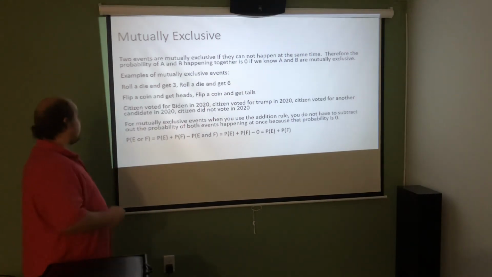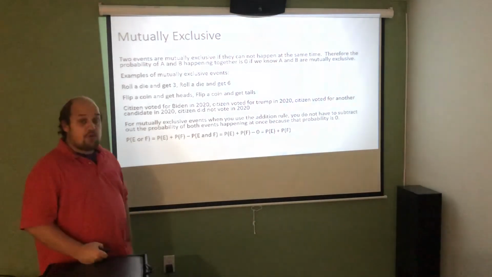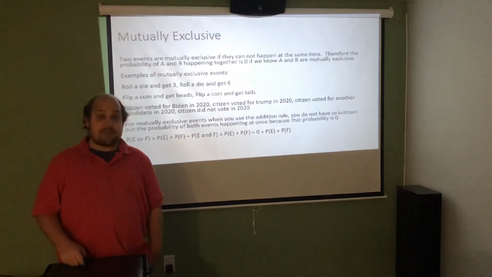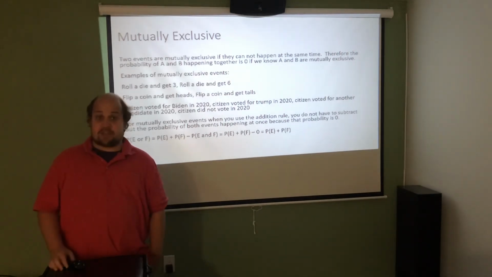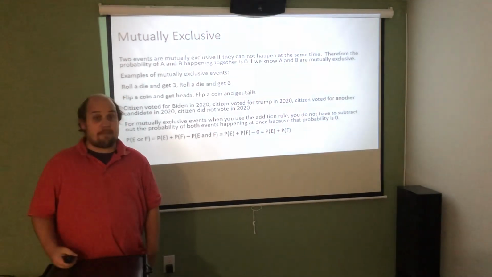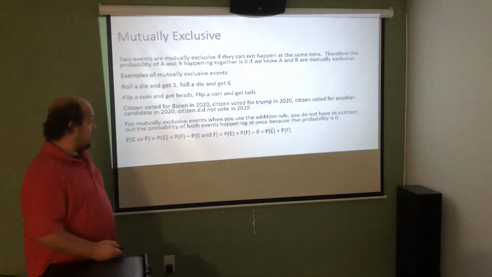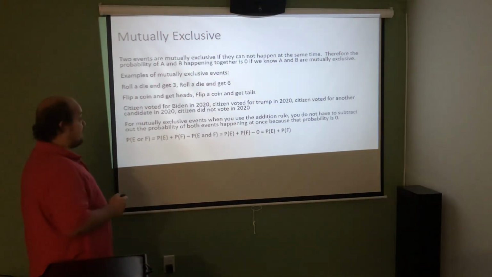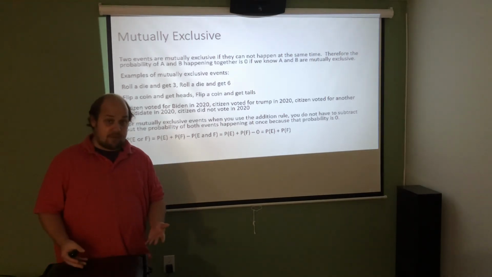For instance, if I roll a die and get a 3 versus if I roll a die and get a 6. Those are mutually exclusive events, but they don't represent complements of each other. The complement of 3 is everything but 3, so rolling a 1, 2, 4, 5, or 6. The complement of 6 is everything but 6, so rolling a 1, 2, 3, 4, or 5. That's not what's happening here. What's happening here is I have 2 individual rolls. If I put them together, I'd only have 2 of the 6 possibilities.